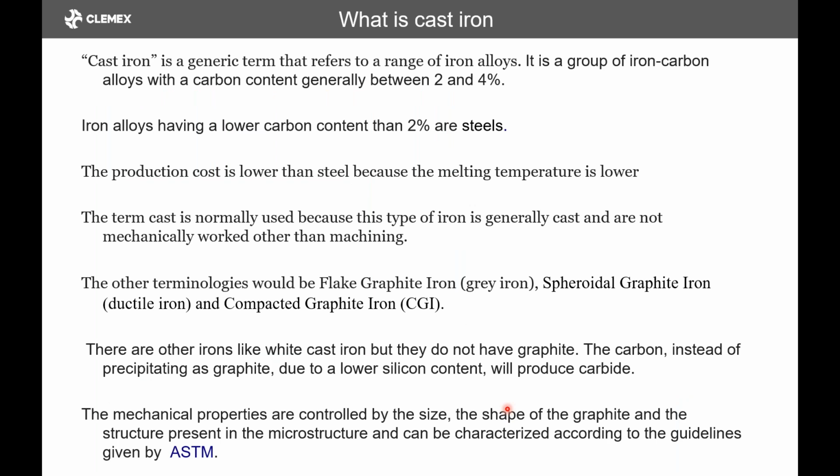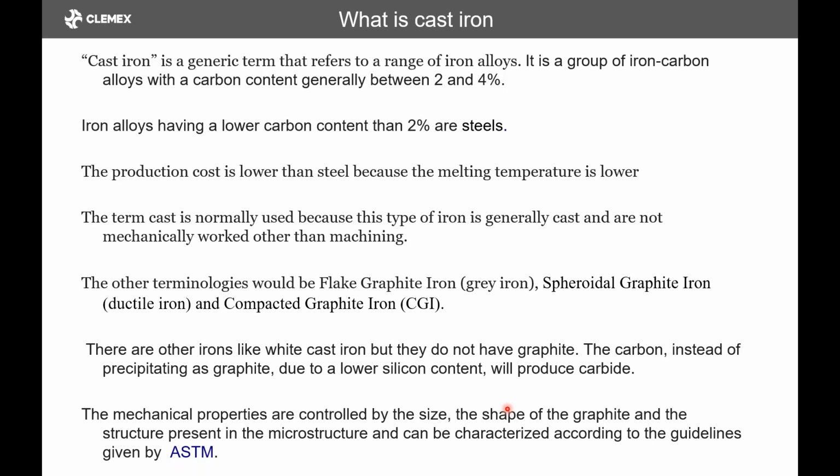What is cast iron? Cast iron is just a generic name for an iron alloy that is between 2 and 4% of carbon. So when it's below 2, it's called steel. And above 4, it's not used very often, but it's just a big carbide piece of metal. The production cost is lower because the melting temperature is lower. So you will see that in a moment.